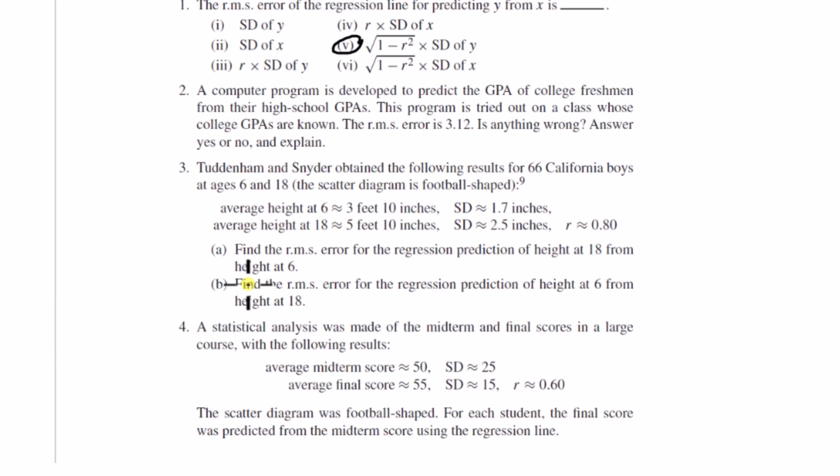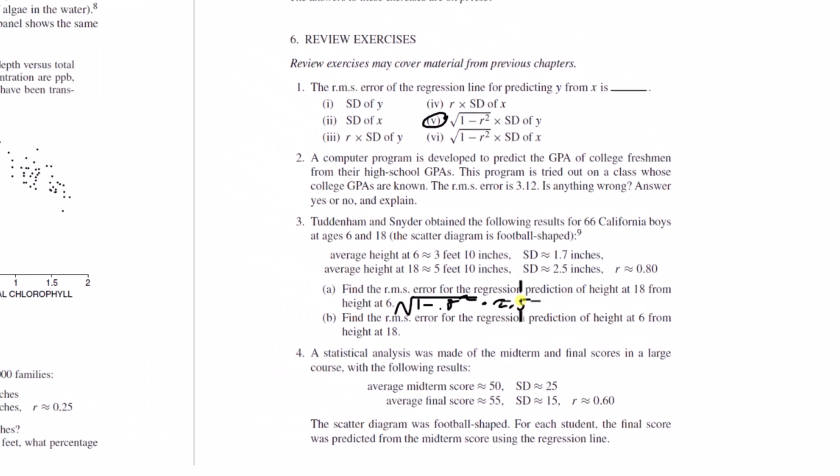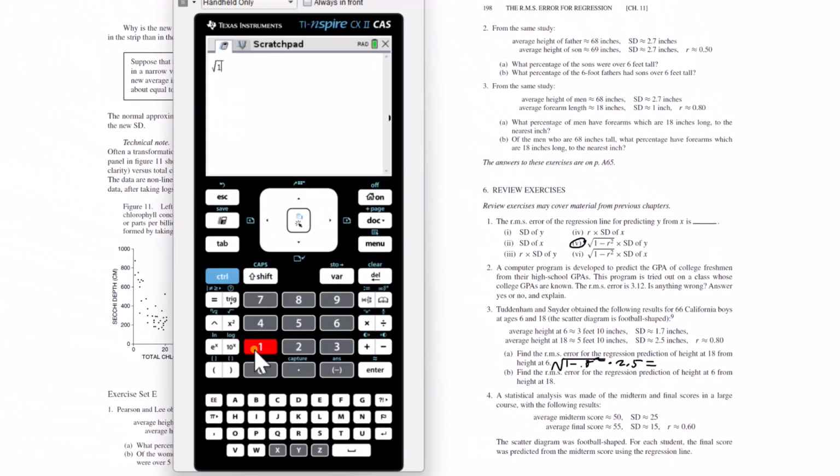This doesn't even matter if it's football shaped or not. So square root of 1 minus 0.8 squared times the standard deviation in the variable we're trying to predict. For the prediction of height at 18 from height at 6, the height at 18, that's 2.5. So square root of 1 minus 0.8 squared times 2.5, so 1.5.